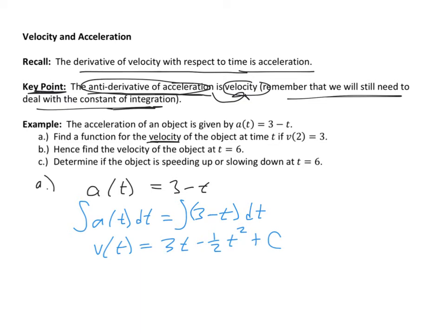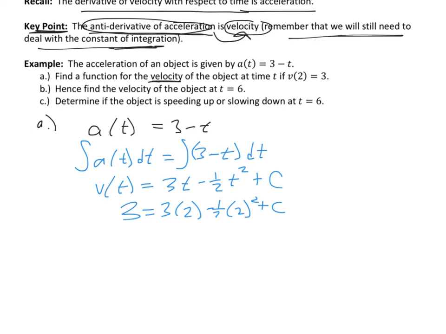Okay, so now part A says find a function for velocity, and we're given some information. We're told that v of 2 equals 3. Well, that means that if I plug in 2, so if I do 3 times 2 minus 1/2 times 2 squared plus c, that should equal 3, right? When I do this, I get 3 equals 6 minus, one of those 2's will cancel out, and it leaves a single 2, plus c. 3 equals 4 plus c. That means that c has to be negative 1.